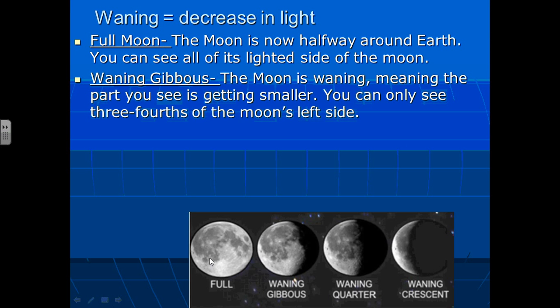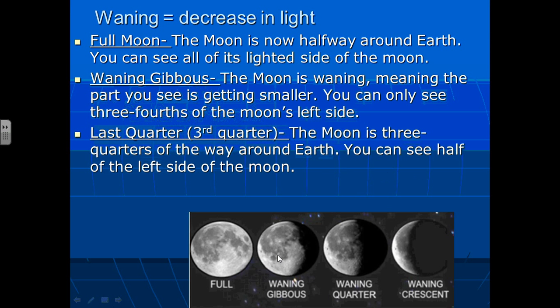Waning gibbous is the next phase. This is when the moon is waning, meaning the part that you see is getting smaller. You can only see 3/4 of the moon's left side. If you look at the picture at the bottom, you can tell that the light is starting to decrease. The left-hand side is the part that is lit. Last quarter, or sometimes called third quarter, is when the moon is 3/4 of the way around the Earth, and you can see half of the left side of the moon.